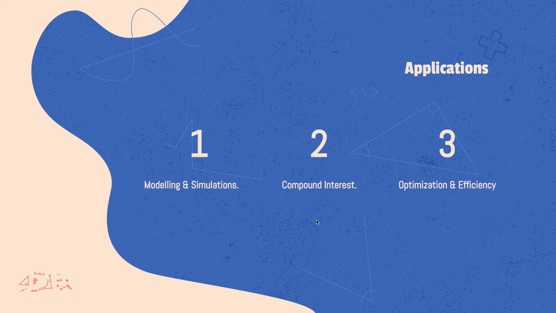Second one is compound interest. Compound interest has a particular function, and using that you can easily find out how much money you would earn or how much your car would depreciate over a certain time, given you have a few variables.